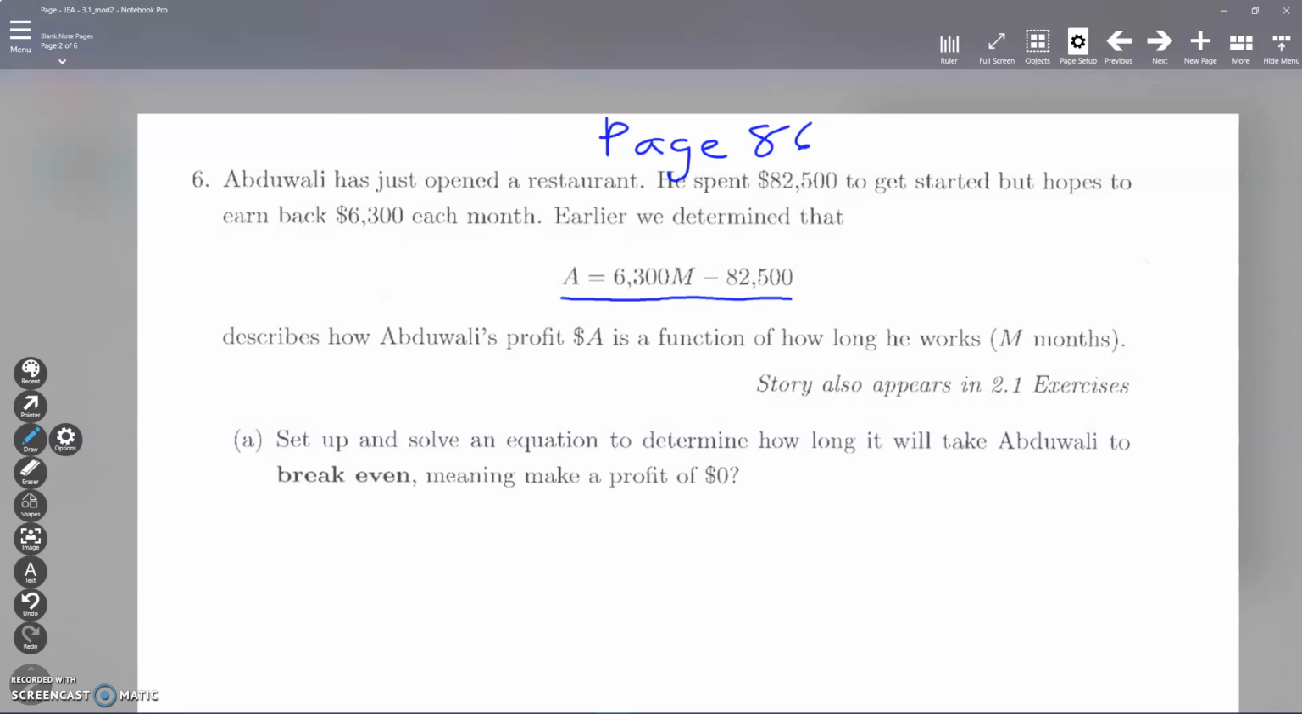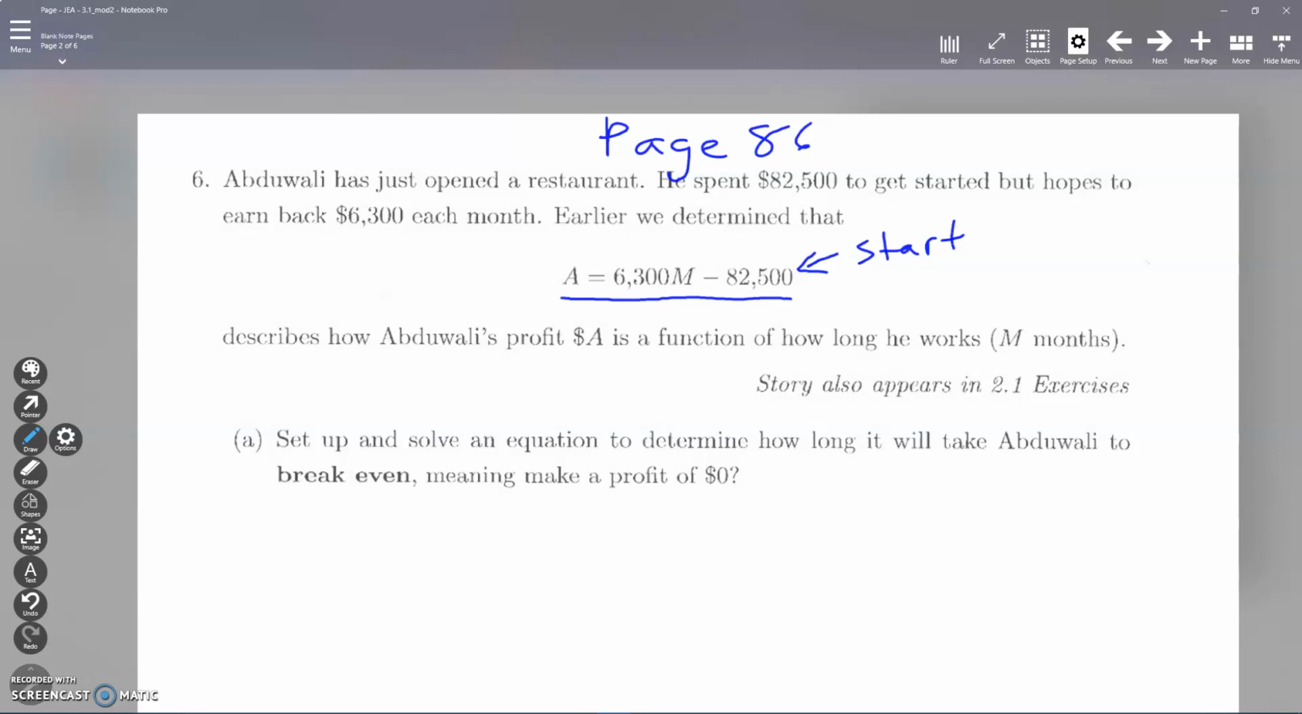$6,300 represents the rate of change. That's how much per month that he hopes to earn. M is the independent variable that represents how many months he would have to run his restaurant. And the minus $82,500 is his startup costs. So again, that is where he is starting from. That's the starting point. And he is hoping to add on $6,300 every month.